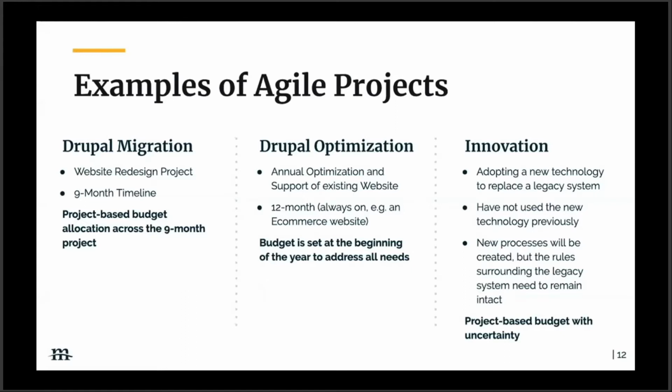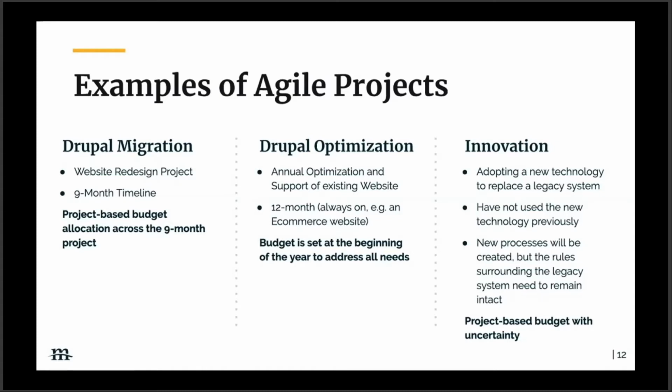So examples of Agile projects. We're working with an organization right now on a Drupal migration project that has a 9-month time frame and over 650 hours a month being allocated across that 9-month time frame. That's a lot of team members. That's a lot of moving pieces and parts.